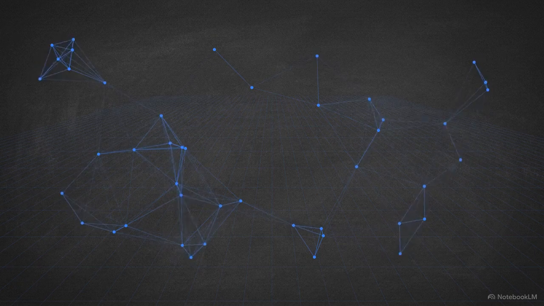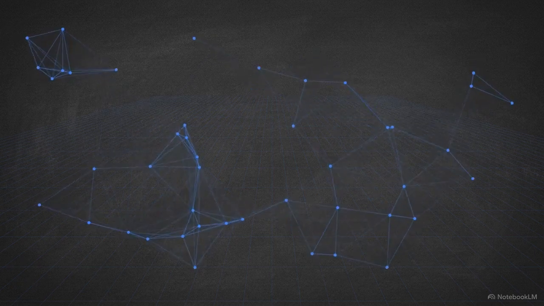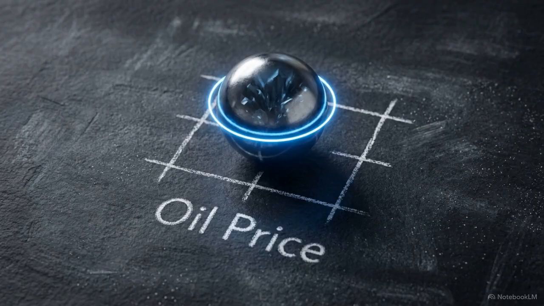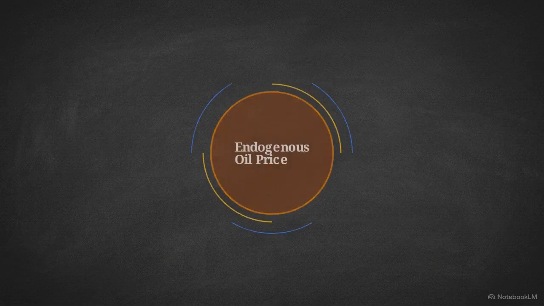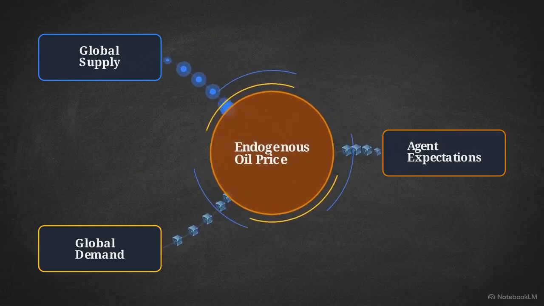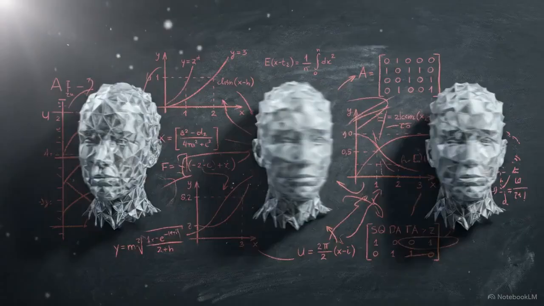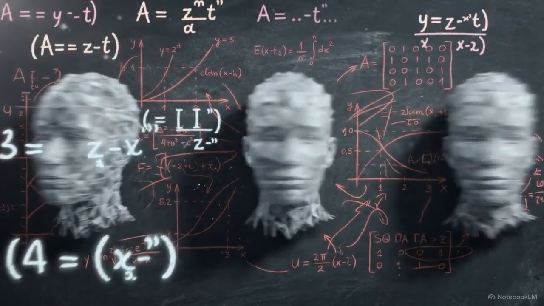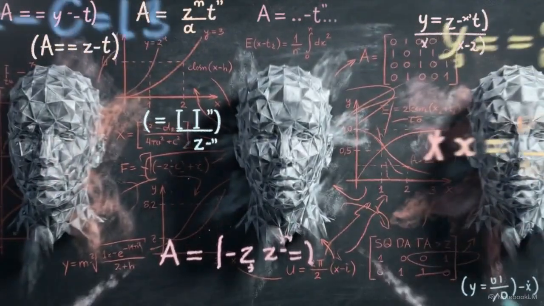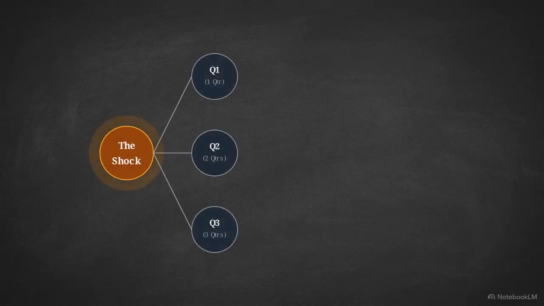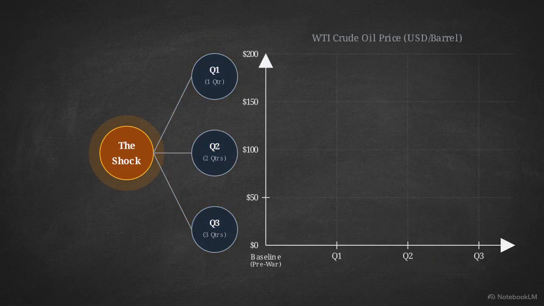The first component of this system is the nonlinear dynamic stochastic general equilibrium model, or DSGE. Instead of relying on guesswork, this model determines the price of oil endogenously. It calculates the price based strictly on global supply, demand, and agent expectations regarding the length of the supply outage. The core modeling choice is Epstein-Zin preferences. This accurately represents the behavior of hyper-risk-averse agents reacting to severe geopolitical downside risks. The model simulates probabilities of the strait remaining closed for 1, 2, or 3 quarters.